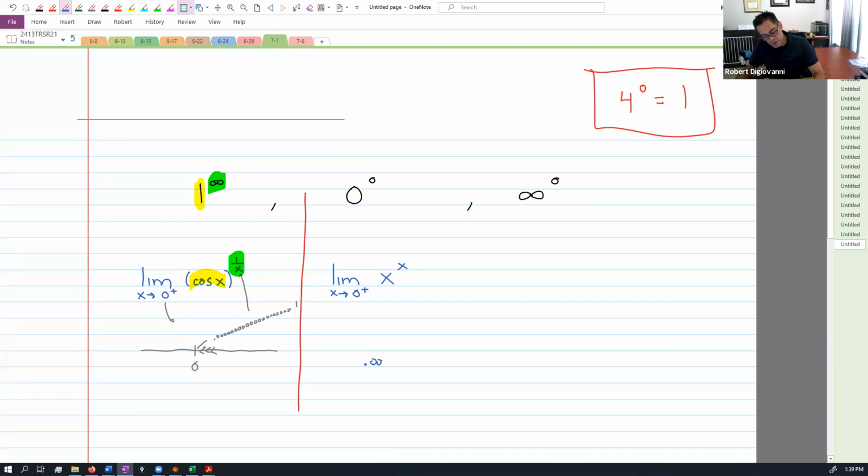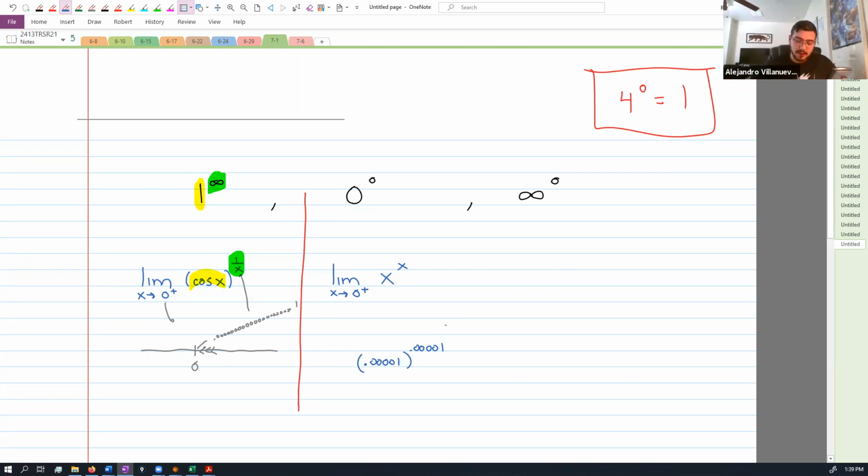Take 0.00001 and raise it to the 0.00001 and see what you get. It's trying to get to 1. Does it look like it's getting close to 1? 0.9999986, 0.99999, very close. So it's not approaching 0, is it? No, it's approaching 1. That's for that particular problem.